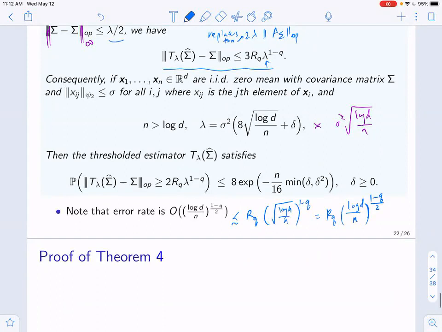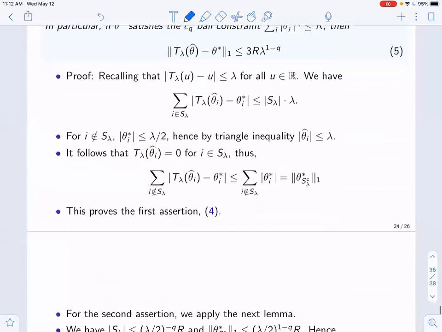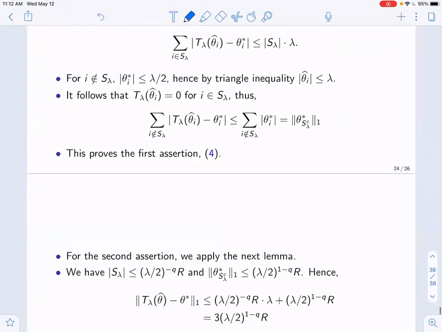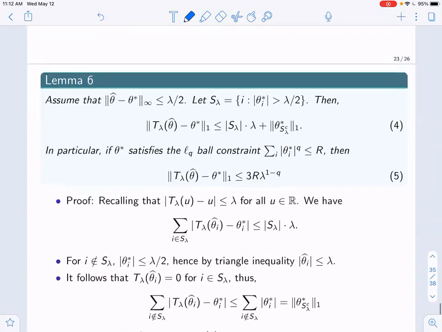Okay. And so what we need to do, which I'm going to let you do yourself, this could have been a good homework problem, is show the inequality. You can do it simply for vectors. The idea is that if you have a vector theta hat minus theta star which is close to theta star in infinity norm, in the sense that the infinity norm of the deviation is bounded by lambda over 2, then when you threshold it, the L1 norm of the deviation would be controlled.